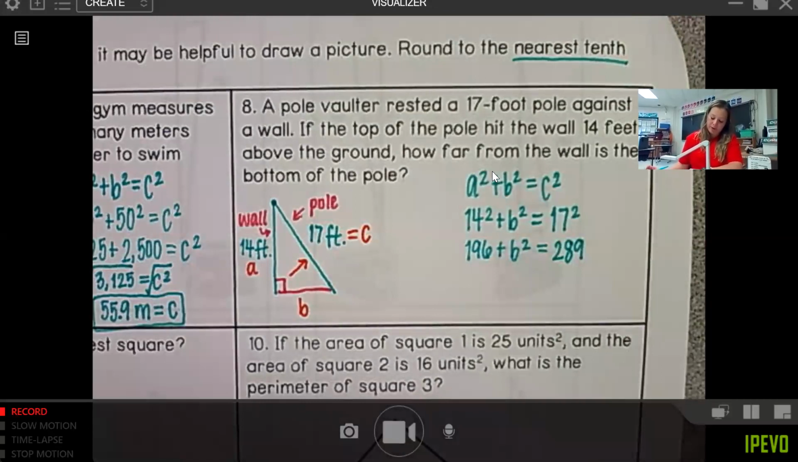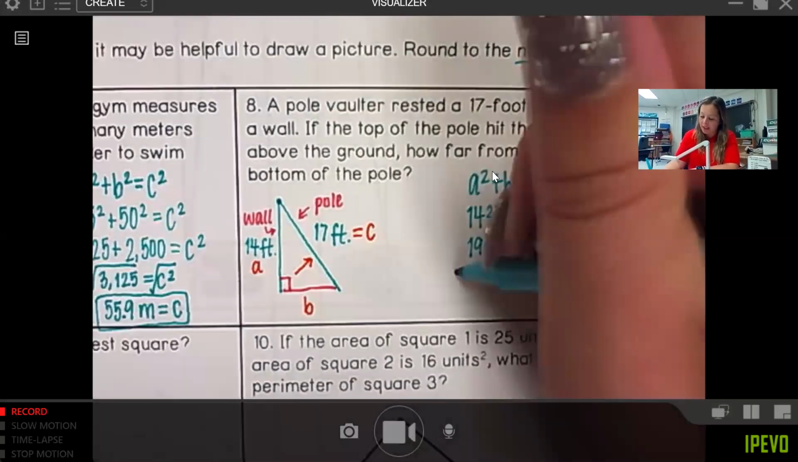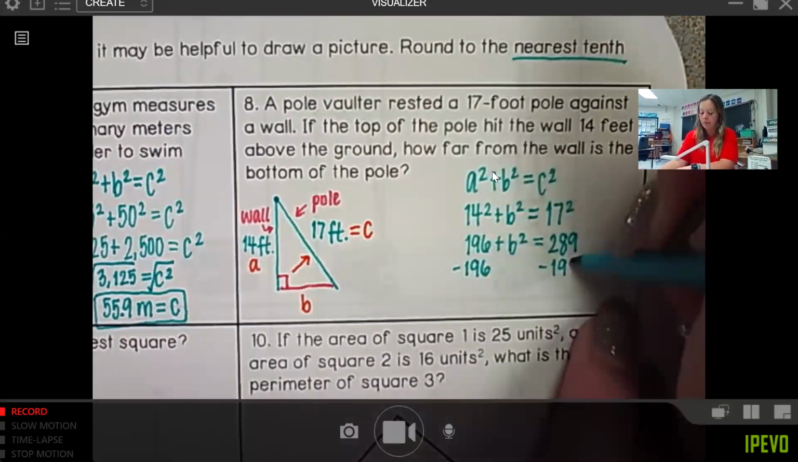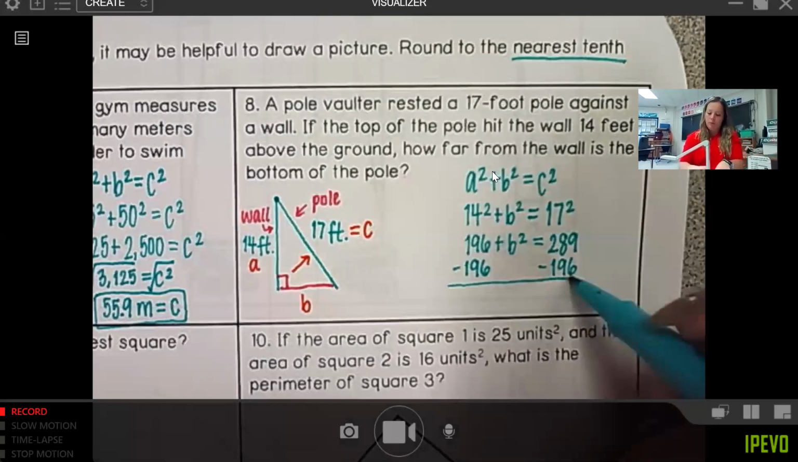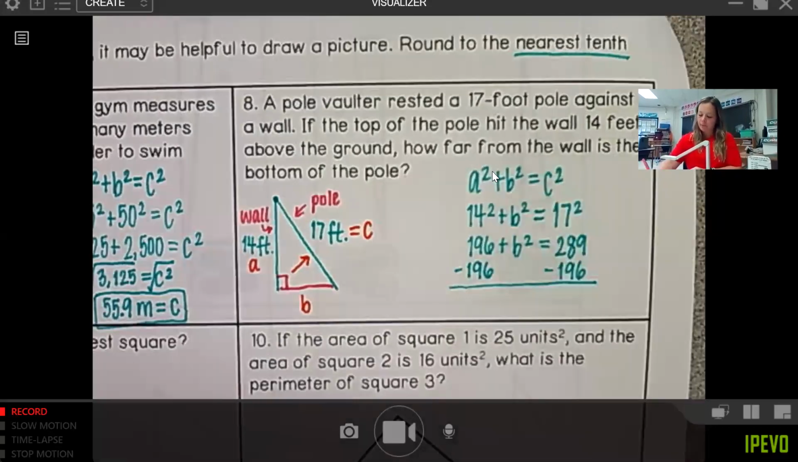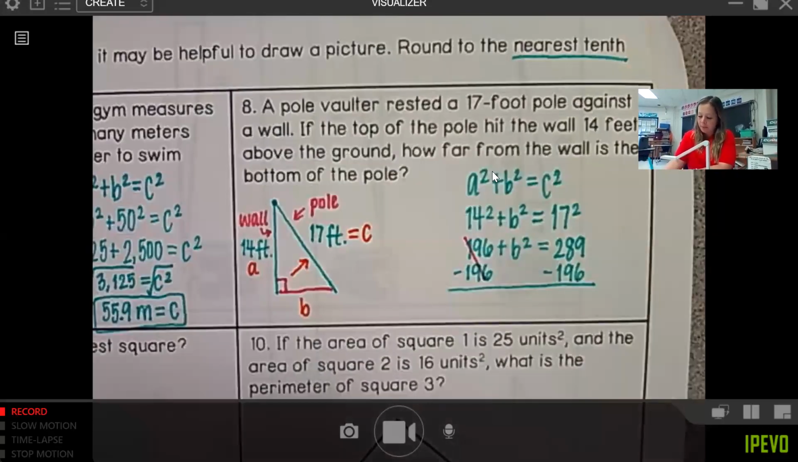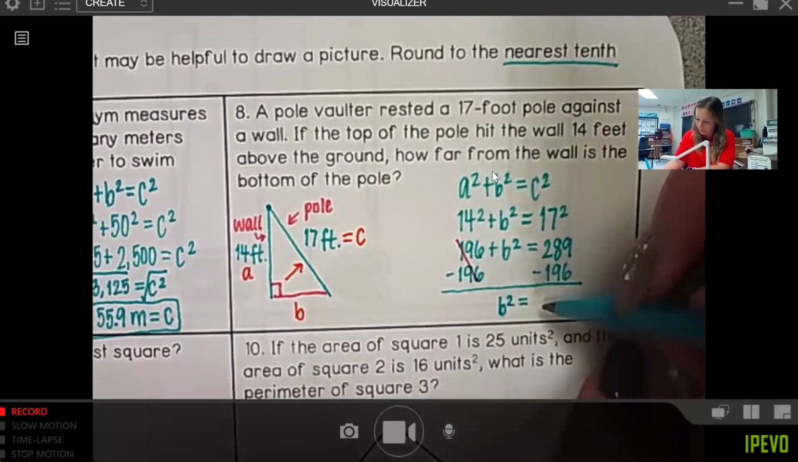I need to solve for B, and in order to solve for B, I need to isolate it. So I need to take away 196 from both sides, because whatever I do to one side, I do to the other. It cancels out, and I am left with B squared equals 93.